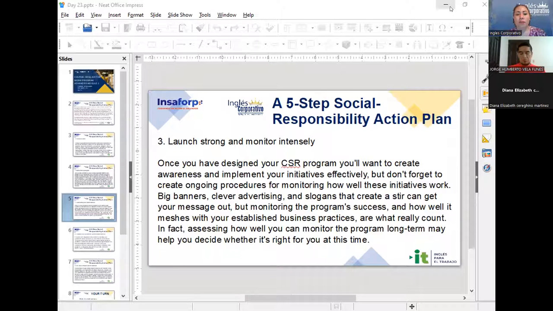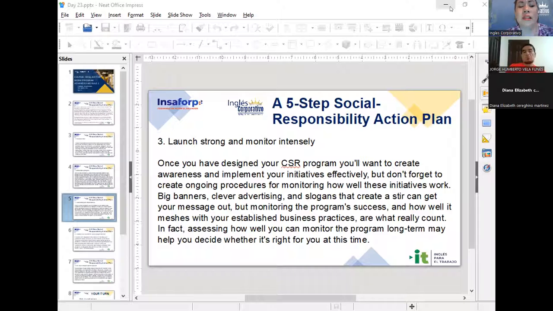All right, so launch strong and monitor intensely. Once you have designed your CSR program, you'll want to create awareness and implement your initiatives effectively. But don't forget to create ongoing procedures for monitoring how well these initiatives work. Big banners, clever advertising, and slogans that create a stir can get your message out. But monitoring the program's success and how well it meshes with your established business practices are what really count. In fact, assessing how well you can monitor the program long-term may help you decide whether it's right for you at this time.